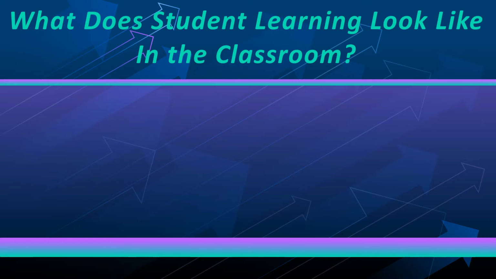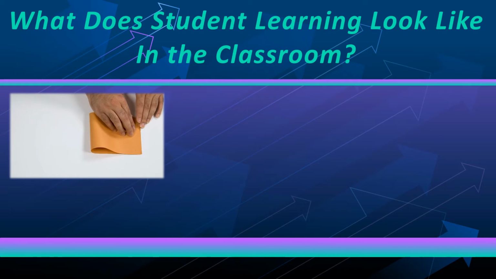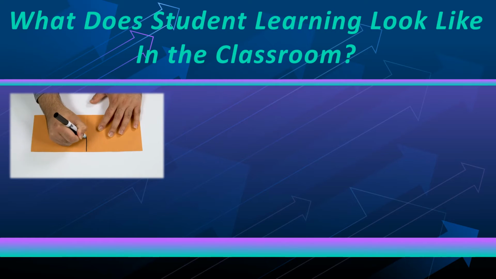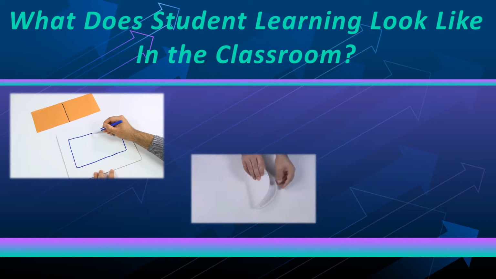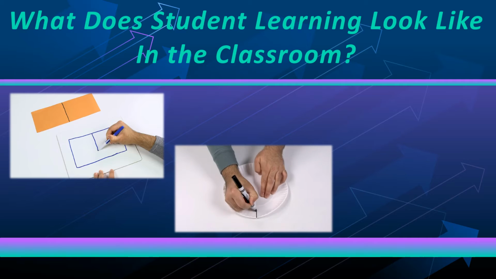What should we see happening in the classroom to help students achieve these goals? Notice in the example, students are deciding how to partition the rectangle in half. After they partition the rectangle, they make a quick pick. In the next activity, students are partitioning the circle into fourths.